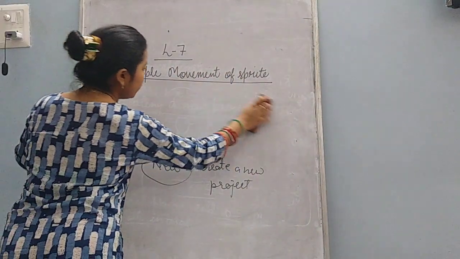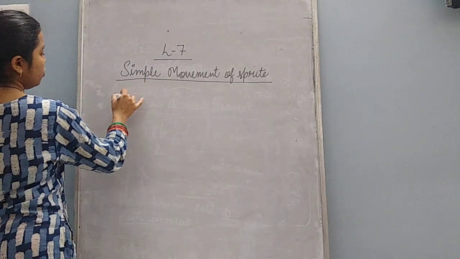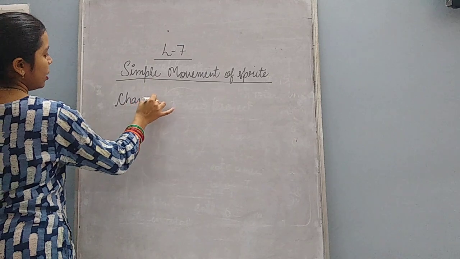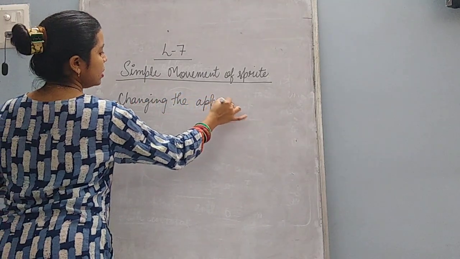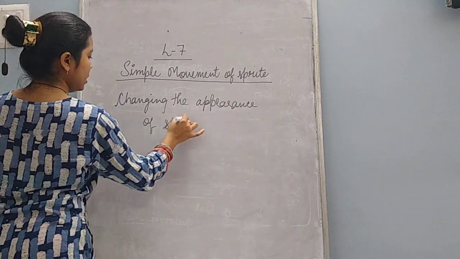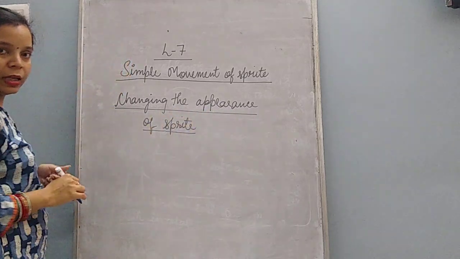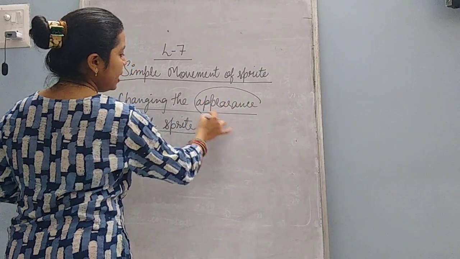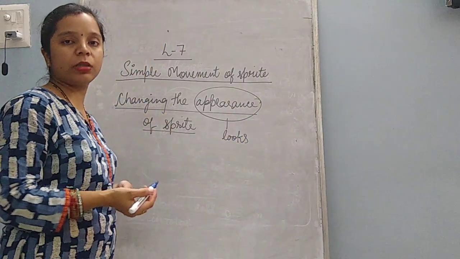Now see the next thing which is given in your book, that is changing the appearance of sprite. Now how will you change the appearance of sprite? Appearance means looks, means how your sprite looks.